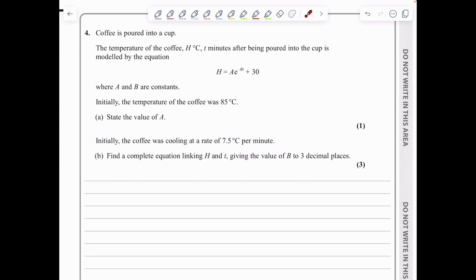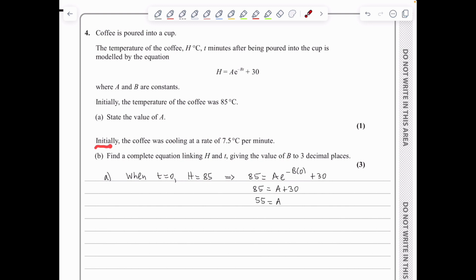In question 4, we've got coffee being poured into a cup. We've got a model for the temperature of the coffee H degrees Celsius T minutes after being poured into the cup through this equation here. Now, initially the temperature was 85 degrees Celsius and we need to state the value of A. So we've got that when T is 0, the initial temperature was 85, so capital H is 85. So I will substitute in the given model to get 85 is A e to the minus B times 0 plus 30. So we've got 85 is equal to A plus 30, which means that A is 55.